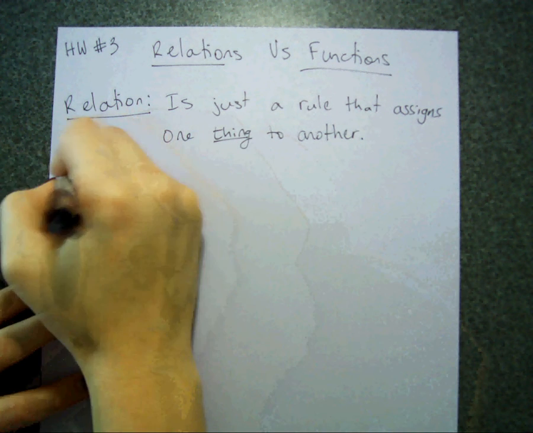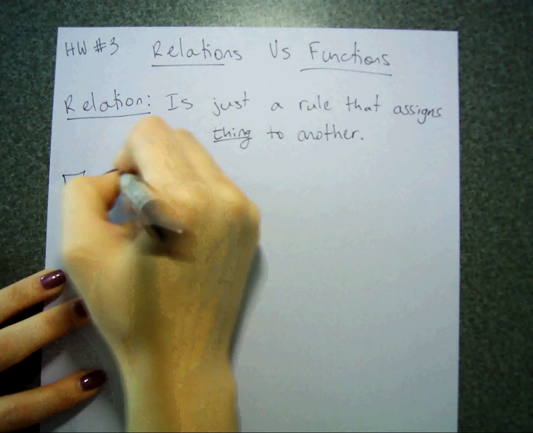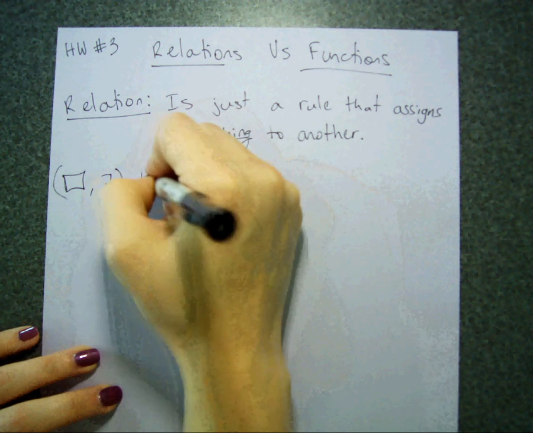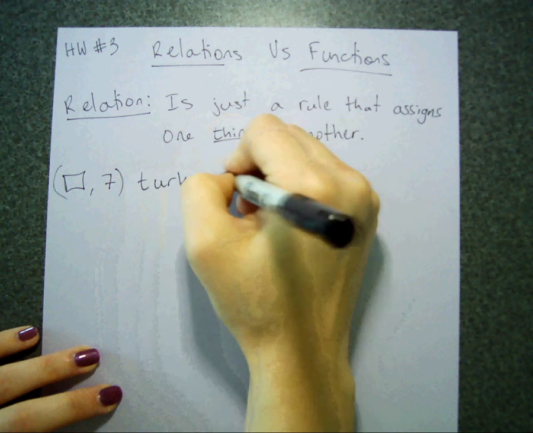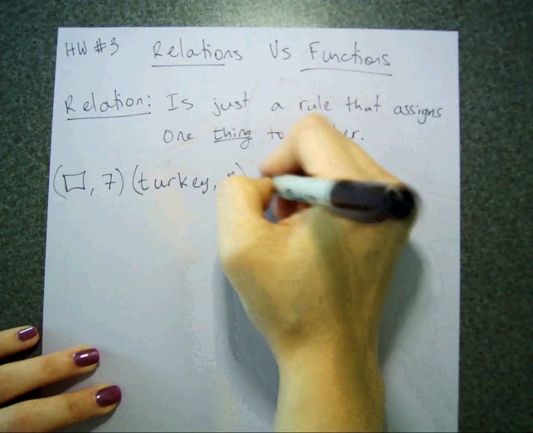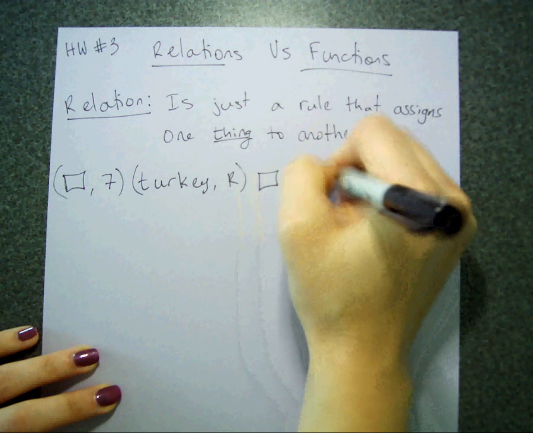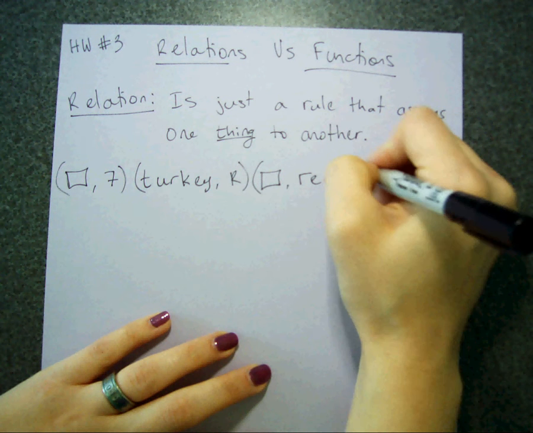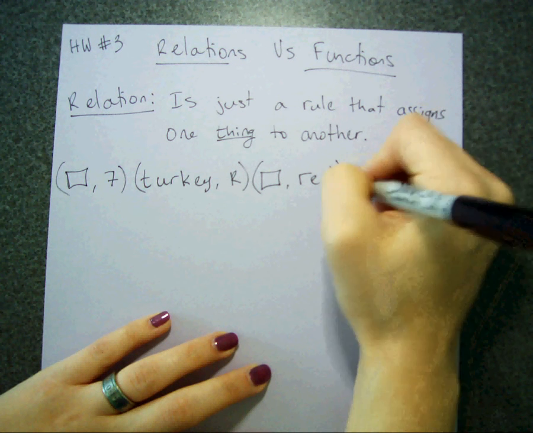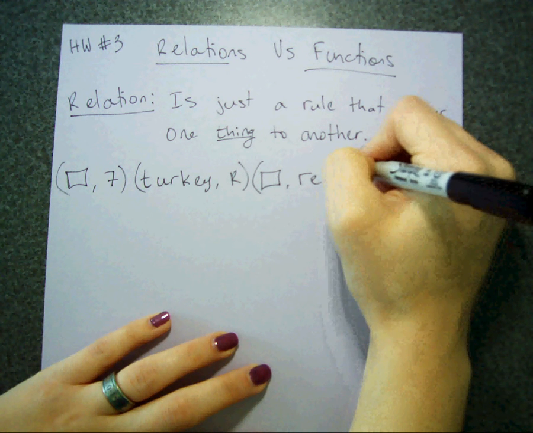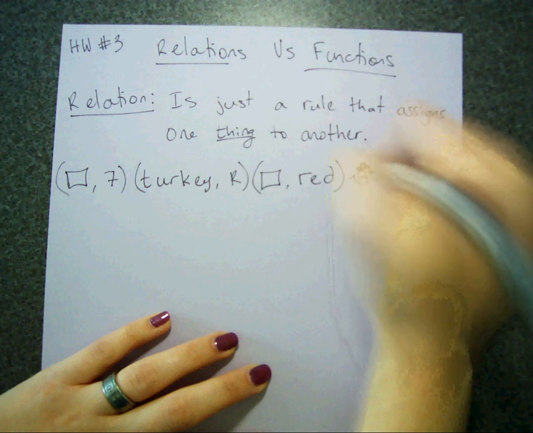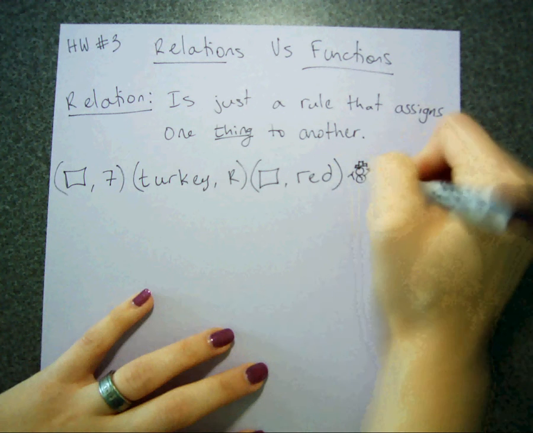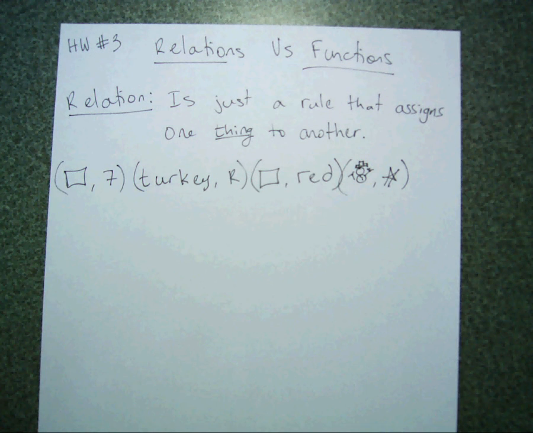So I'm going to let square go with 7. I guess that's kind of a rectangle. I don't know. I'm going to say the word turkey goes with the letter R. And I'm going to let square again go with the color red. And my little snowman, snowman can go with the star. Now, as crazy and random as this seems, this is a relation.